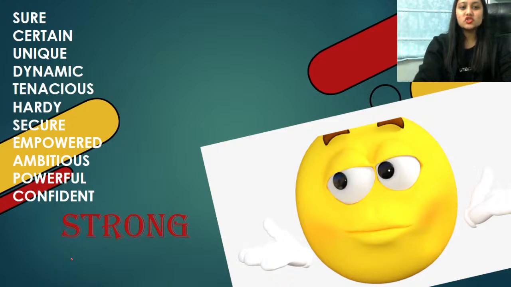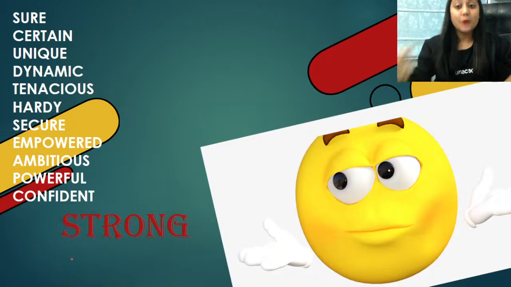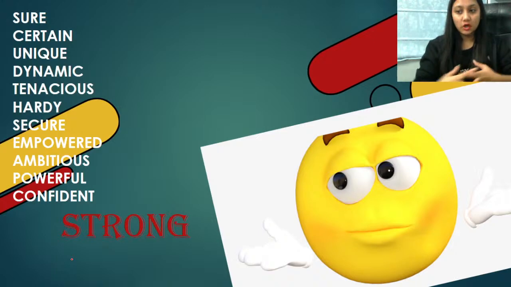The next is when you are strong about something. When you feel pretty strongly, when you pretty strongly support something, then we can use terms like sure, certain, unique, dynamic, tenacious, hardy, secure, empowered, ambitious, powerful, and confident. I repeat, the terms are sure, certain, unique, dynamic, tenacious, hardy, secure, empowered, ambitious, powerful, and confident.